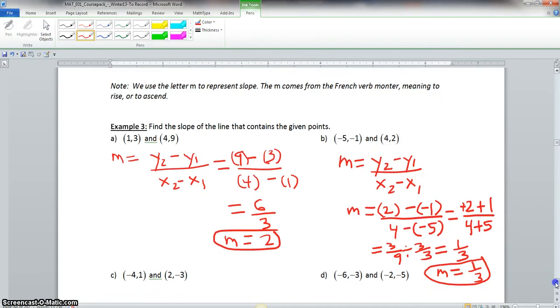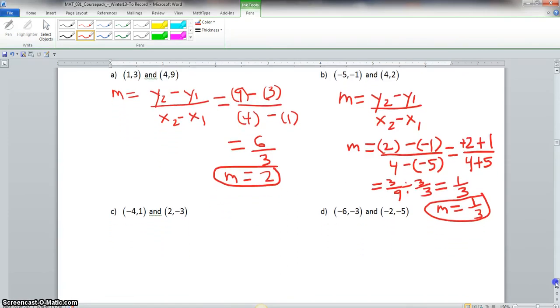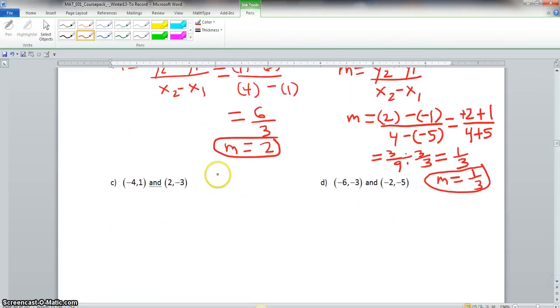Okay, now we scroll down to C here. We have negative 4, 1, and 2, negative 3. So now, we take the same slope formula. I'm not going to write the formula again. If you want to look at it again, you could go back to A and B. But we would take y sub 2, which is negative 3, minus y sub 1, which is 1, all over x sub 2, minus x sub 1.